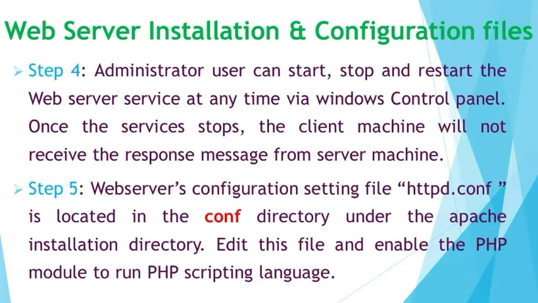Okay. And the next point, the web server's configuration settings file httpd.conf is located in the conf directory under the Apache installation directory. You can edit this file. Okay, so this is the procedure for installing web server software.